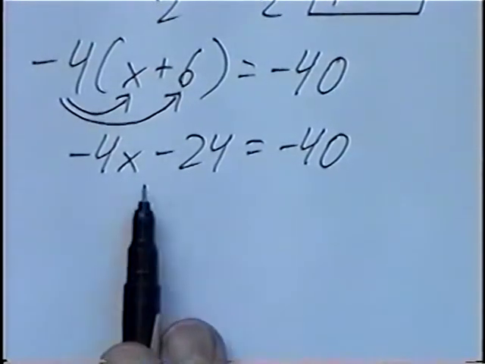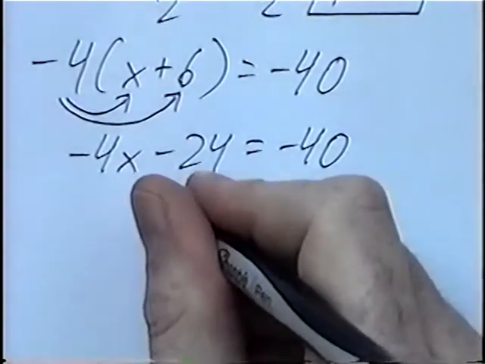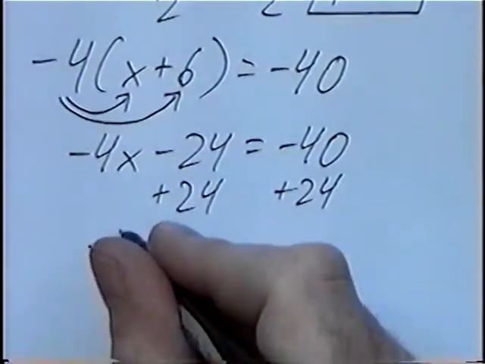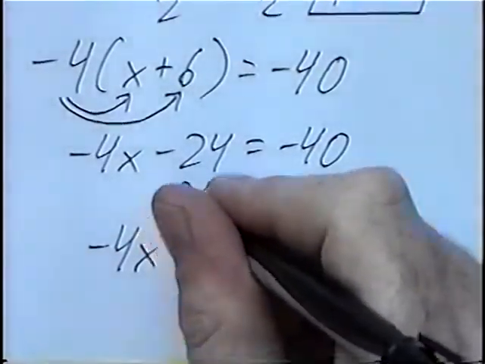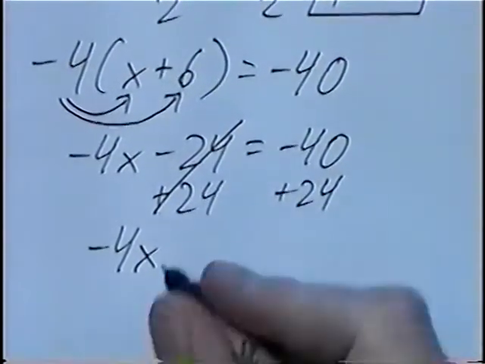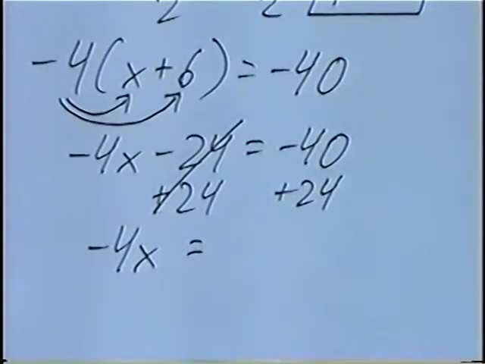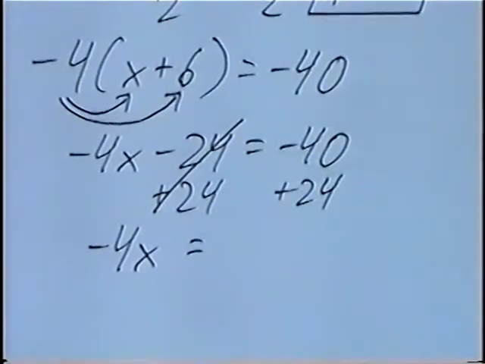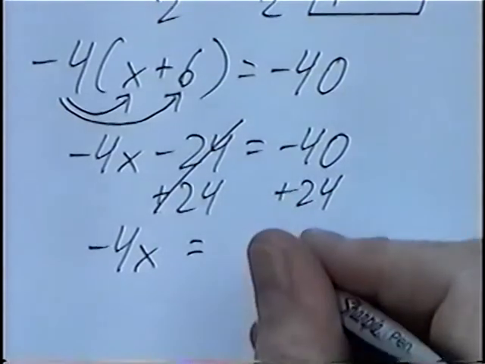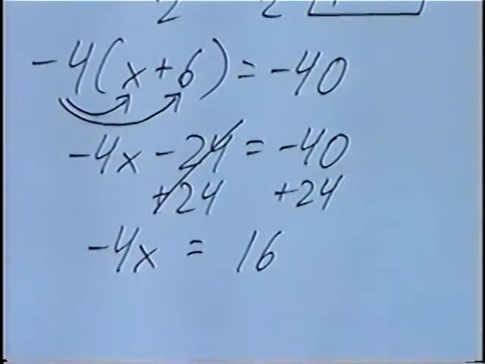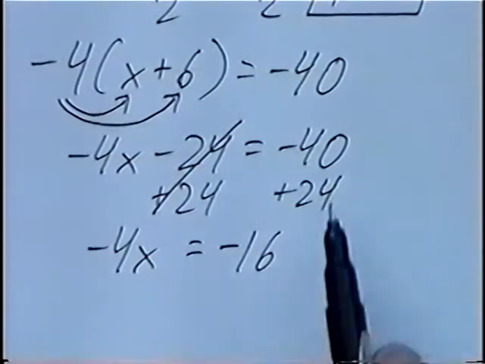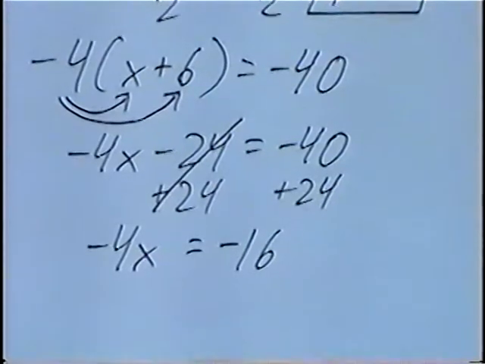Solving from here, to get x by itself, we want to get rid of the minus 24. So we can add 24 to both sides. Negative 4x would stay the same. Minus 24 and plus 24 would cancel. And we have negative 40 plus 24. If we have different signs, one positive and one negative, we'll subtract those numbers. So 40 minus 24 would be 16. And you look at the bigger number, in this case 40 is the bigger number, so the negative stays with the 16. So negative 40 plus 24 would be negative 16.